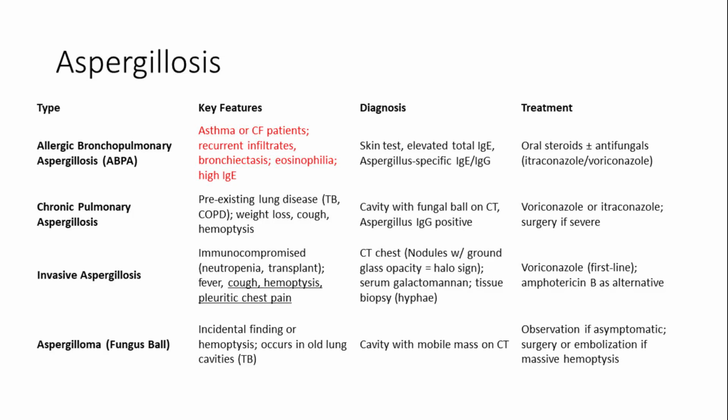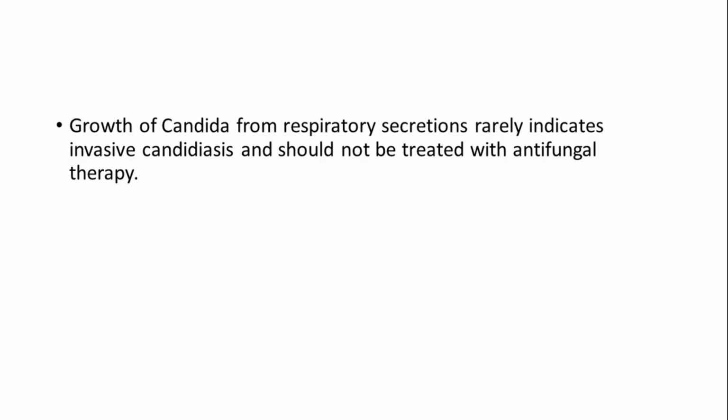Aspergilloma, fungus ball, occurs in patients with old lung cavities, typically from TB. Patients are often asymptomatic, may present with hemoptysis, which can be severe. Diagnosis with CT chest showing a mobile mass within a pre-existing cavity. Treatment is observation if asymptomatic and surgical resection or embolization if there's massive hemoptysis. Candida growth in respiratory secretions rarely indicates invasive candidiasis and should not be treated with antifungal therapy unless necessary.